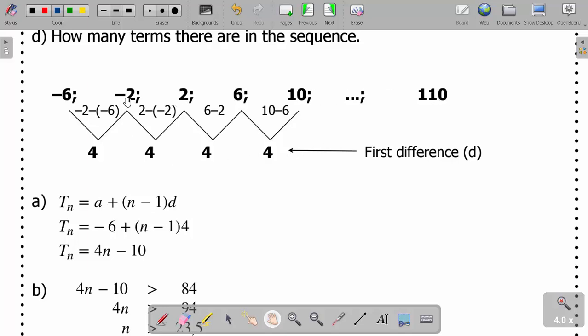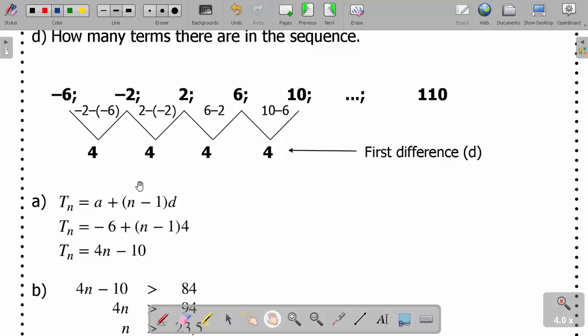Now what is -2 minus -6? The two minuses give me a positive, so it becomes -2 plus 6, which gives me +4. Then 2 minus -2 gives +4 as well. Then 6 minus 2 gives me 4, and 10 minus 6 gives me 4. So you see, because I have the common difference, which is 4, it means this is arithmetic. So I go ahead to get my general term.